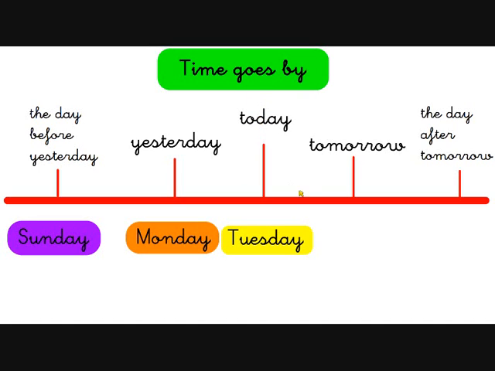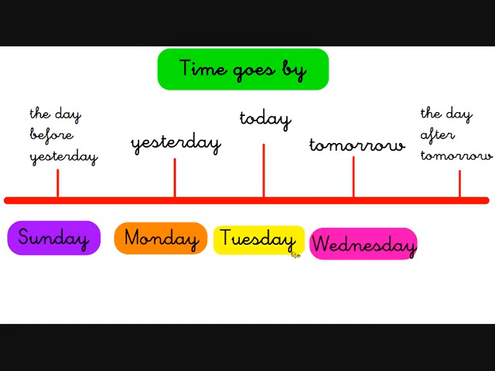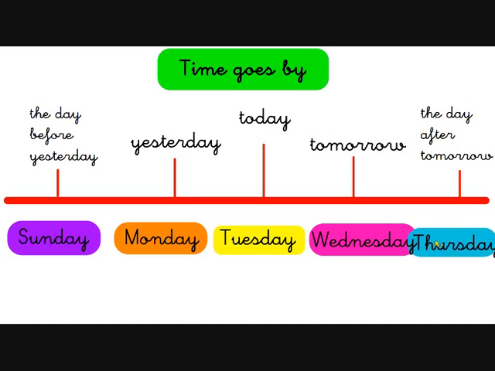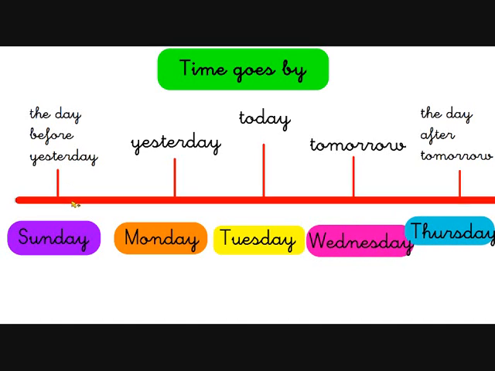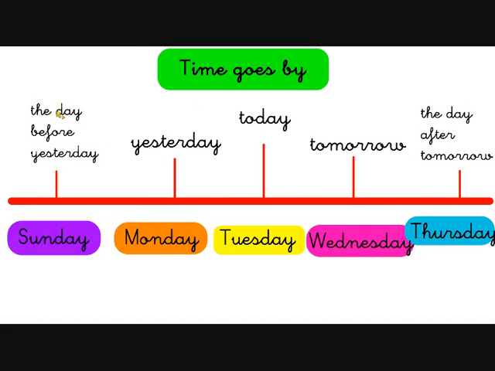If today is Tuesday, what day will tomorrow be? Wednesday. Yes, excellent. In order, yes? And what do we call the day after Wednesday? If today is Tuesday and tomorrow will be Wednesday, the day after tomorrow will be Thursday. Yes, correct. So in a timeline, all the events are in order, the oldest here on the left and the newest here on the right.